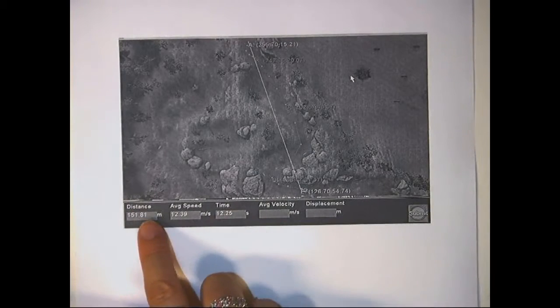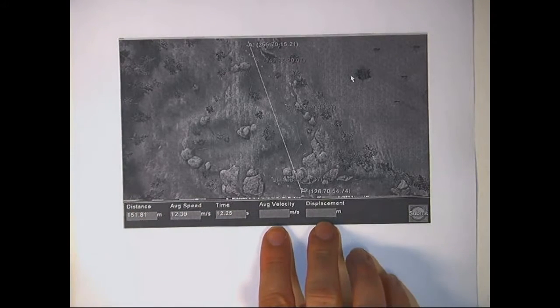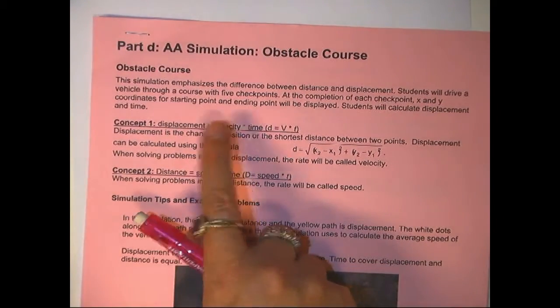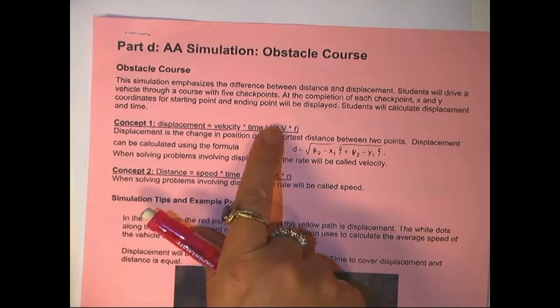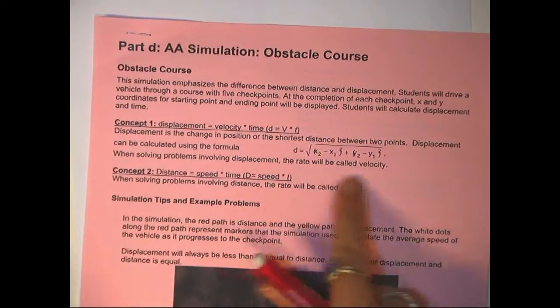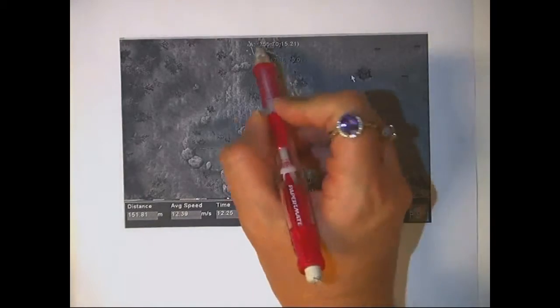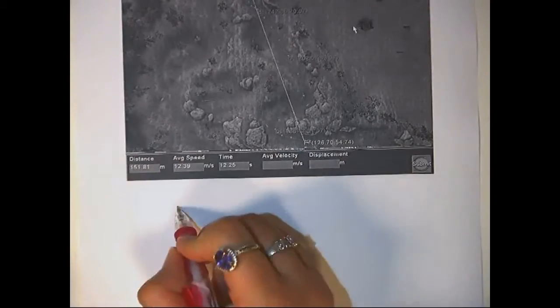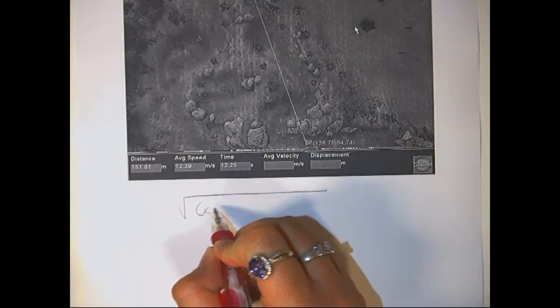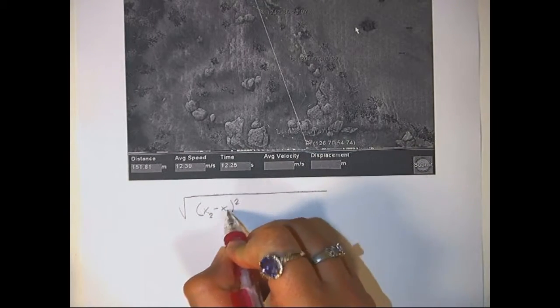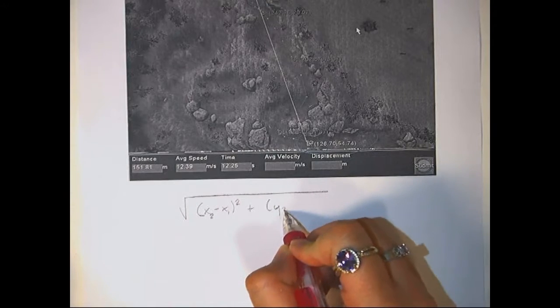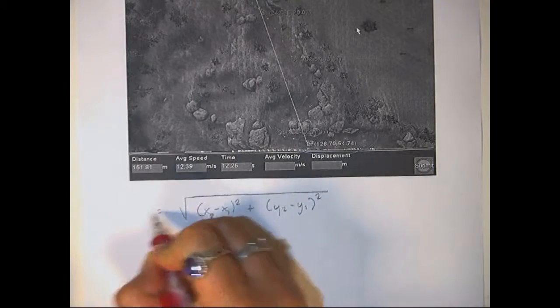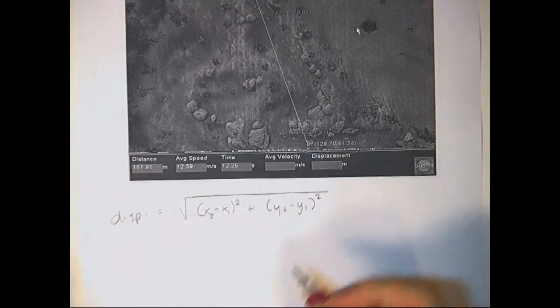Okay, here's the other kind of problem you're going to encounter. I know this information about distance, but over here for displacement, I don't know the velocity. I don't know the velocity and I don't know the displacement, so I can't use this formula. That's where I'm going to have to use the distance formula. So what I'm looking at here is my starting point and my ending point, and I'm going to use the distance formula just like we did before. Here it is. And this is going to give me the displacement.